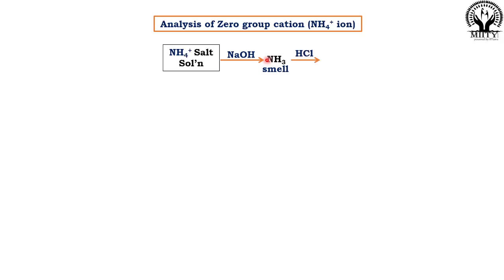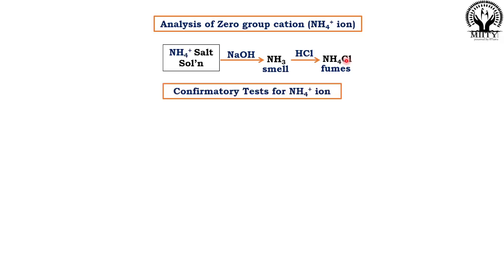And then we put the glass rod which is dipped in the HCl solution so that ammonia vapors combine with HCl and form dense fumes of ammonium chloride, white dense fumes of ammonium chloride. Now we do the confirmation test.